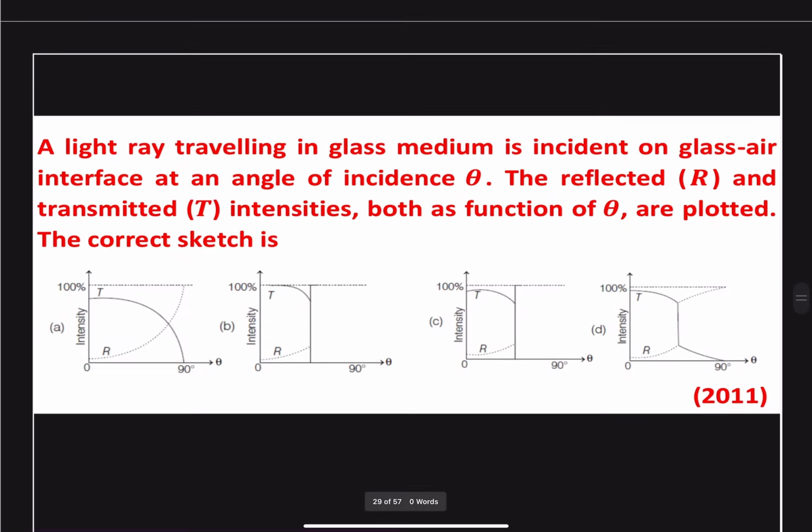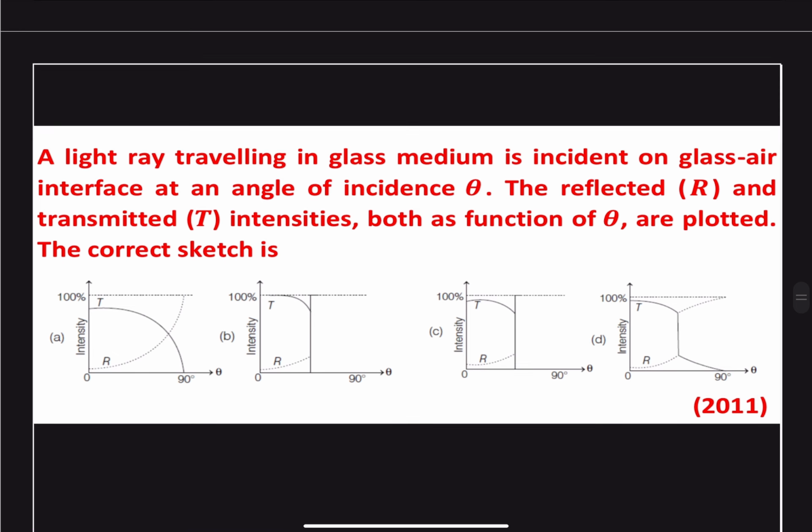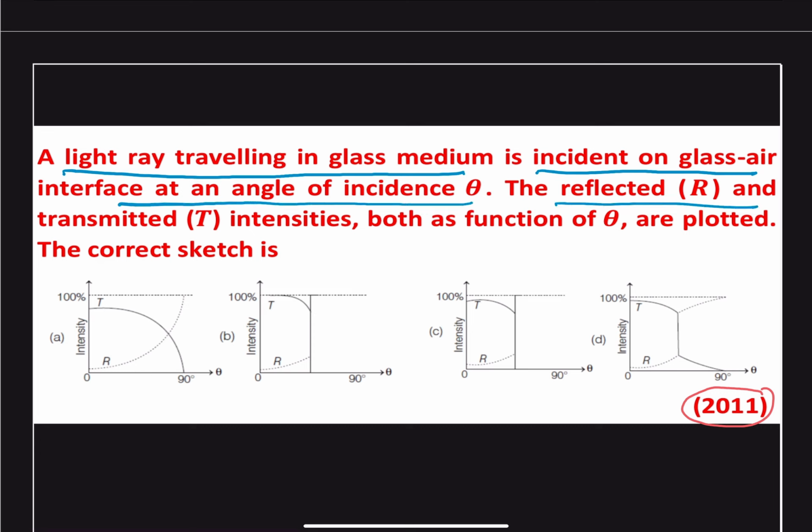So we come to the next question, and here it was asked in the year 2011, and it states that a light traveling in glass medium is incident on the glass air interface at an angle of incidence of theta. The reflected ray and the transmitted intensities both as a function of theta are plotted. The correct sketch is.